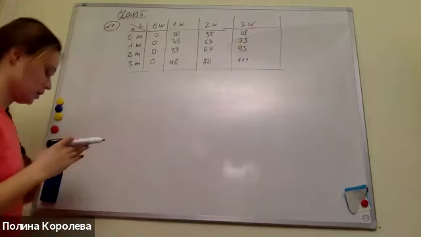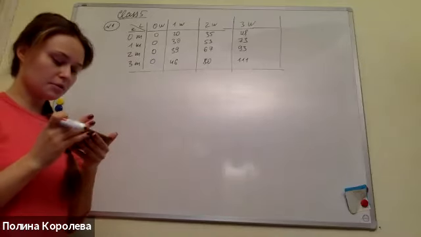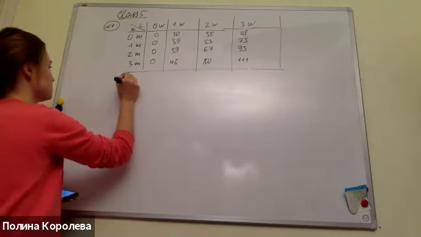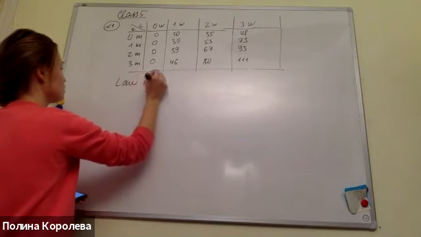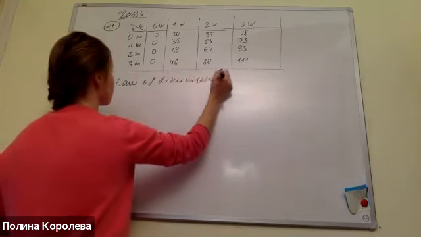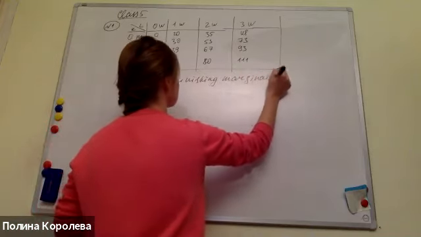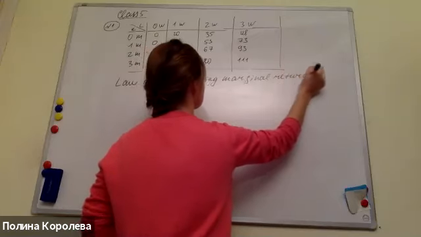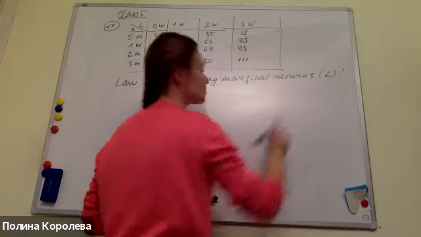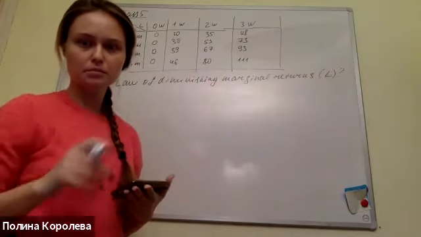So, okay. First question. Can we observe the law of diminishing marginal returns with respect to labor? Let's write down: law of diminishing marginal returns with respect to labor. Who can explain what that means? Maxim, please.